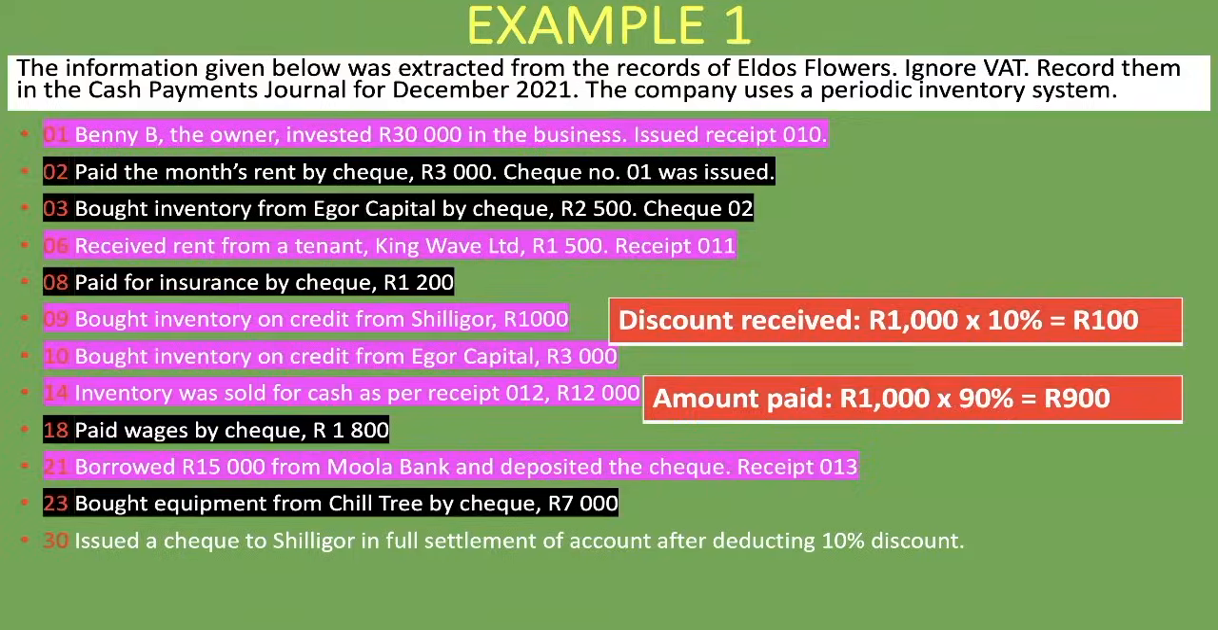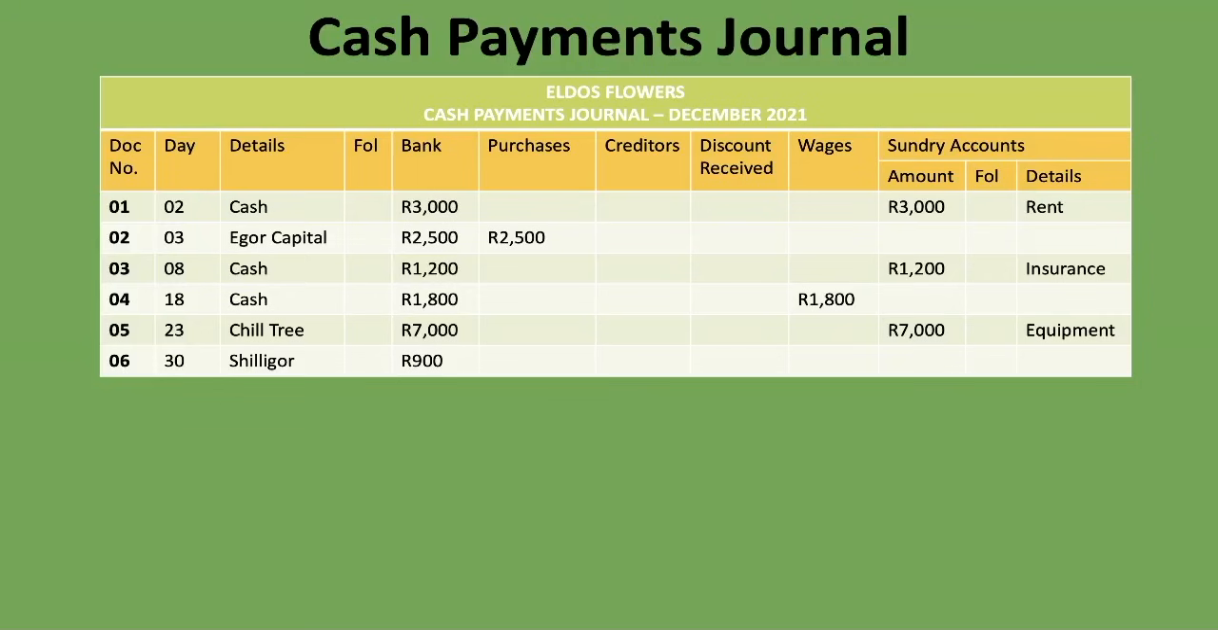Okay, so let's go back to our cash payments journal. As you can see here, we've just put under bank there 900 rand. It's very important that you put the amount that you actually paid them and not the 1,000 rand that you owed them, because you only paid 900 because of the discount that you were given. Okay, now that we've put the 900 rand under bank, what else do we do?